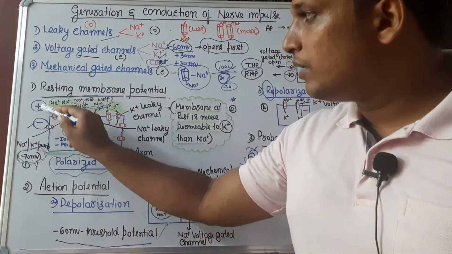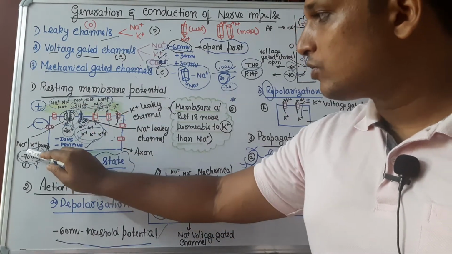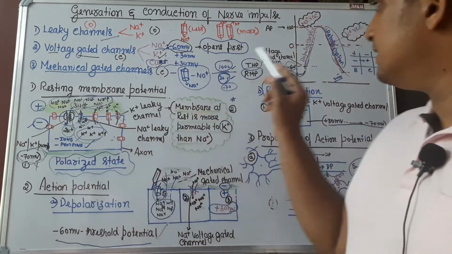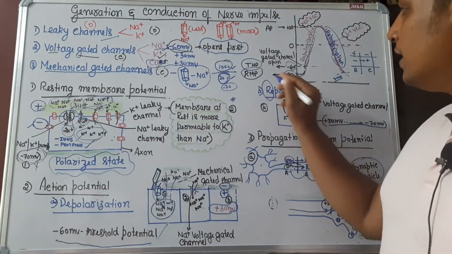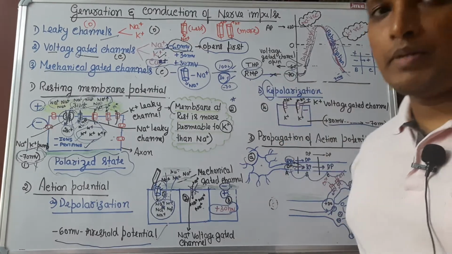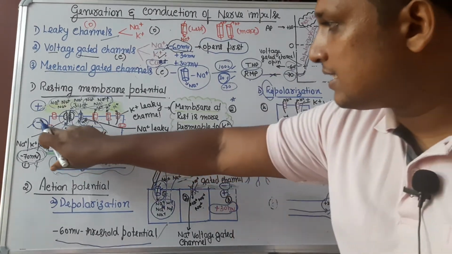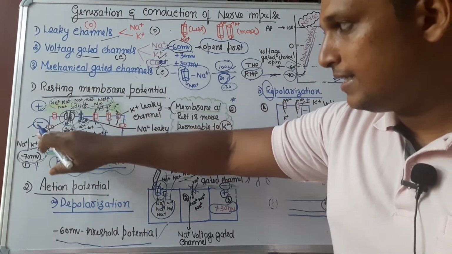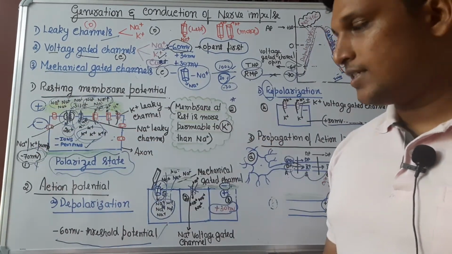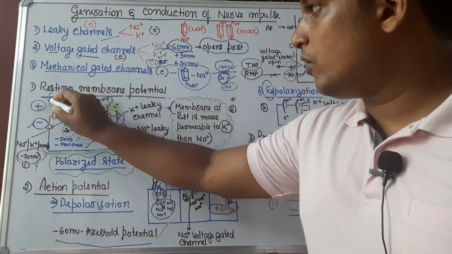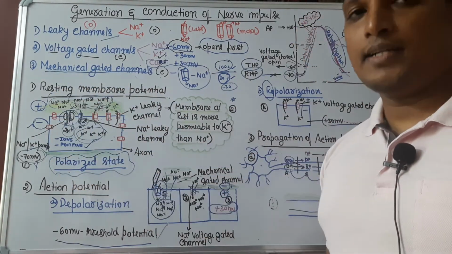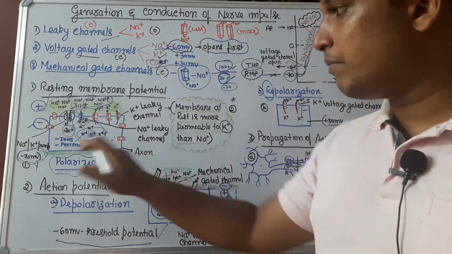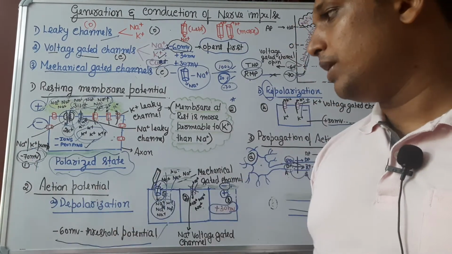When you measure the voltage generated because of the sodium potassium pump and leaky channels, you will find that voltage is minus 70 millivolt, and that is nothing but resting membrane potential. At this condition, since the charges are opposite outside and inside, the membrane is said to be in a polarized state. Therefore, when the neuron is not conducting any impulse, it is said to be in a polarized state, known as resting membrane potential. It is minus 70 millivolt.